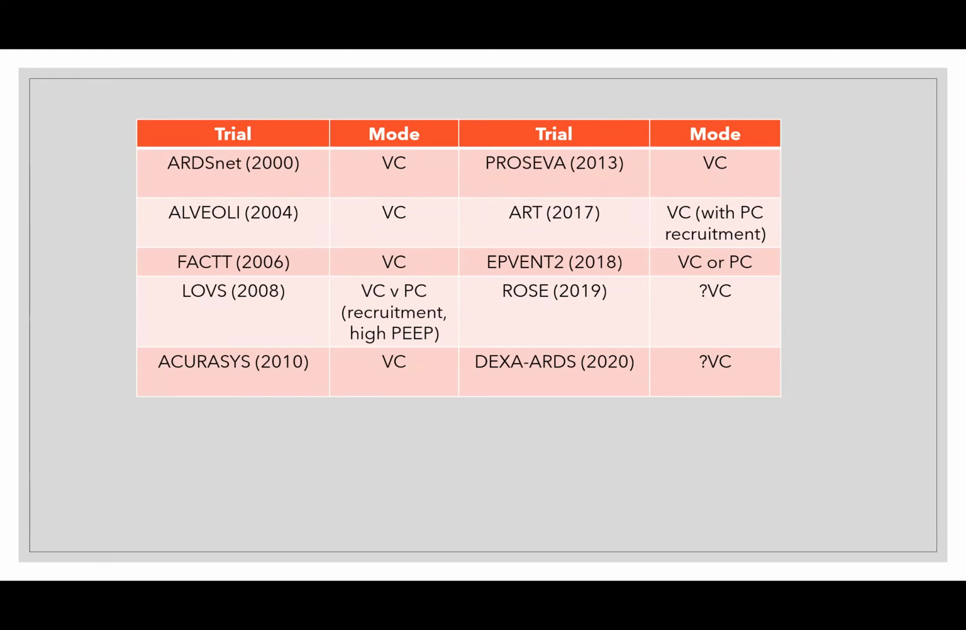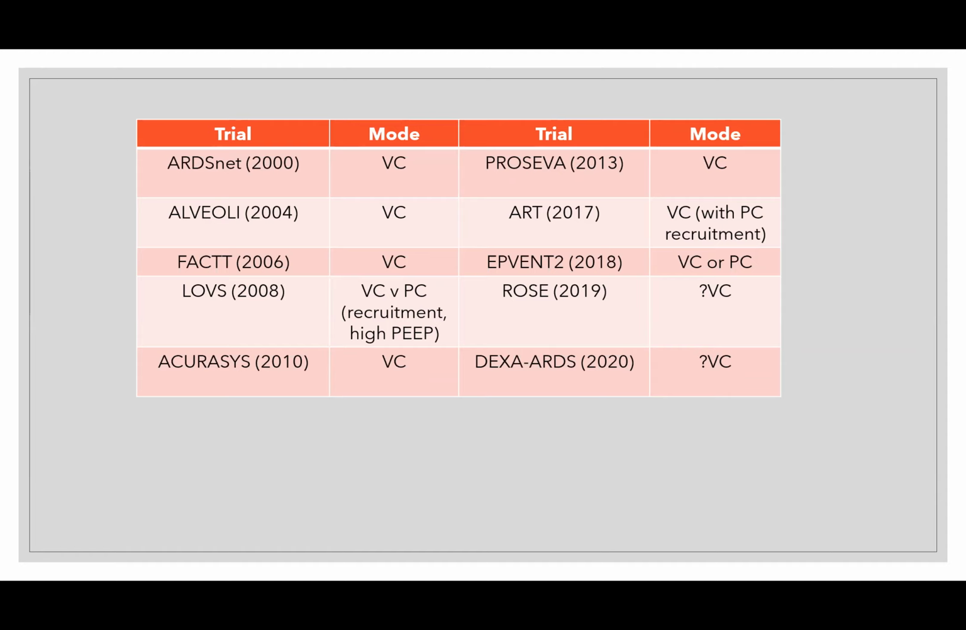The ACURASYS trial looked at neuromuscular blockade and was the reason we started using cisatracurium all the time. That was volume control. PROSEVA was proning, and that was volume control. ART, which was the open lung strategy, was similar and basically copied the LOVS trial, same ventilation profile. EPVent, which was the transpulmonary pressure trial, could use either volume control or pressure control. And then ROSE and DEXA-ARDS, which came out in the last 2 years, don't specify, but it sounds from their results like they used volume control.